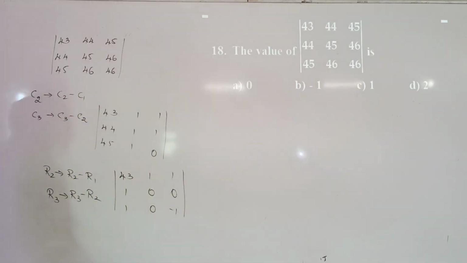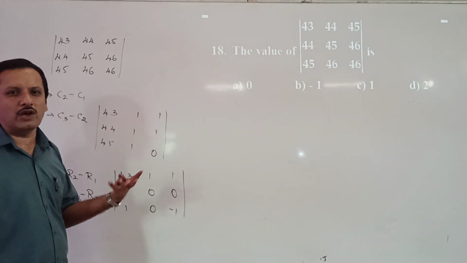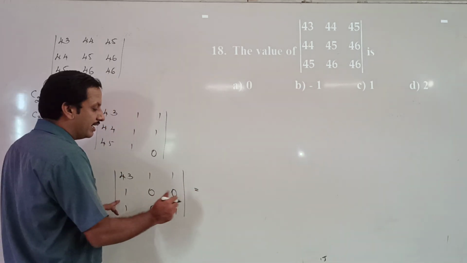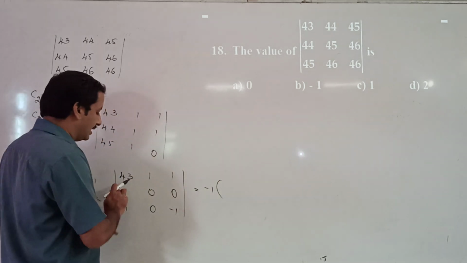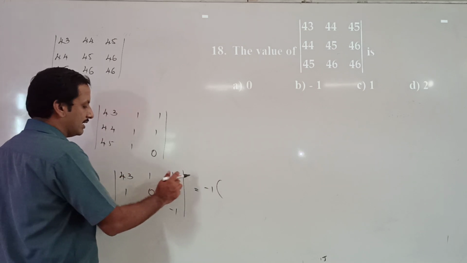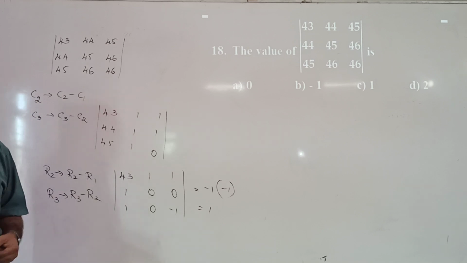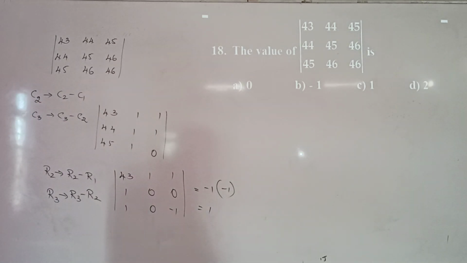You can expand along any row or any column that you wish. I prefer a row or a column where you have more number of zeros. So let me take the second row. In the second row, this should be written as minus 1. Minus 1 into, relate this and this side, minus 1 minus 0, that is minus 1. So the answer is plus 1. Option C is the right answer.